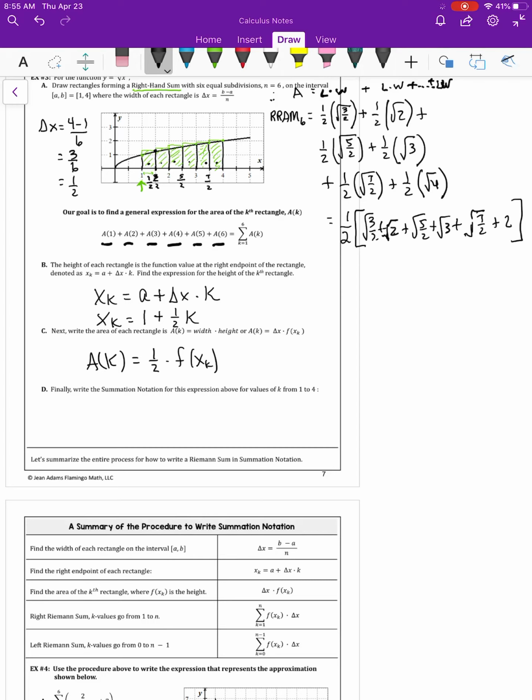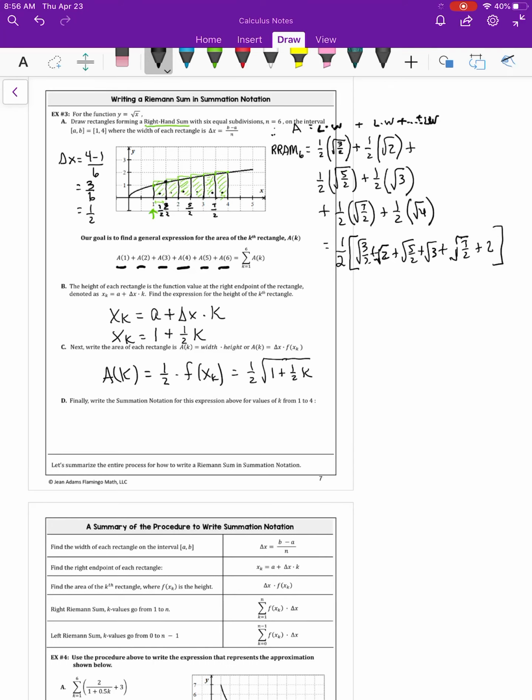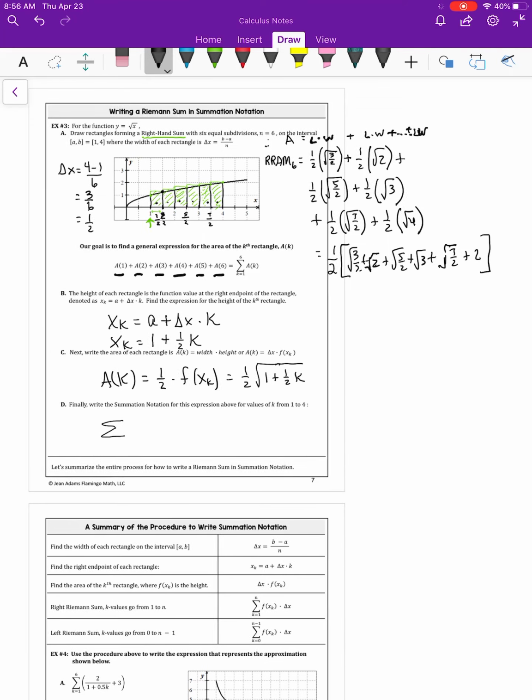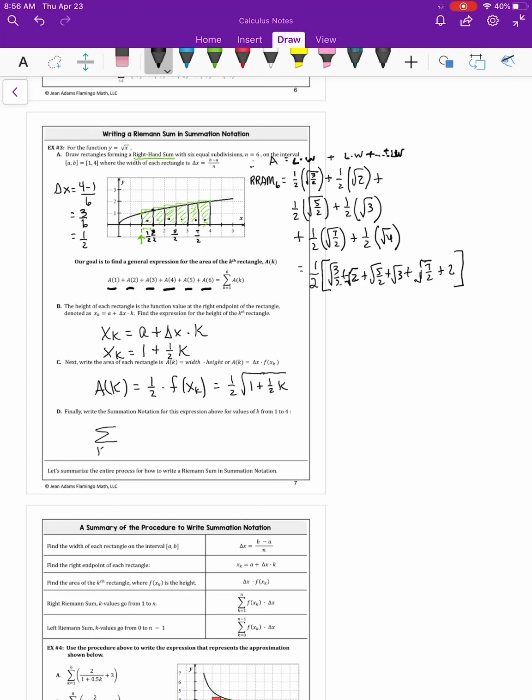Next, you're going to write the area of each rectangle: A of k equals the width times the height, or A of k equals delta x times f of x sub k. Well, so here's your A of k equals, if it's delta x times f of x sub k, well, our function is that square root function. So this is going to be 1/2 times the square root of, and what did we just say our x sub k was? 1 plus 1/2 k. So there's our A of k. That's our A of k function.